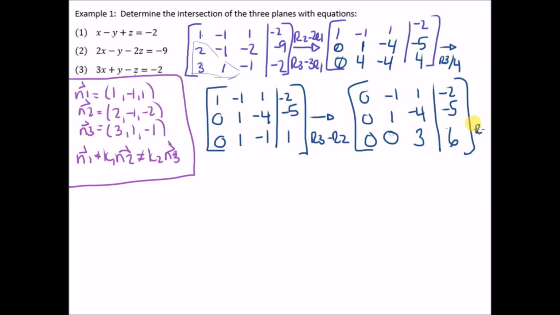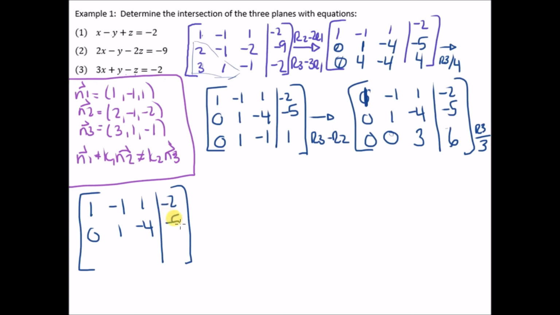And again, R3, I'm actually going to divide by 3. I don't know why I put a 0 there. Sorry, it's 1. 1, -1, 1. And this is going to be our final matrix. We're not going to have to do any more. Oops, divided by 3. All right, so we were able to achieve this triangle of zeros.